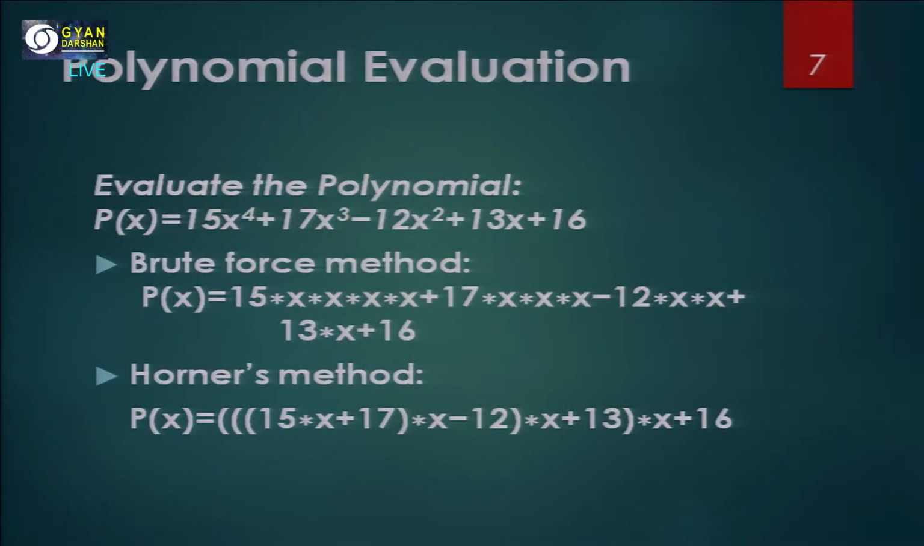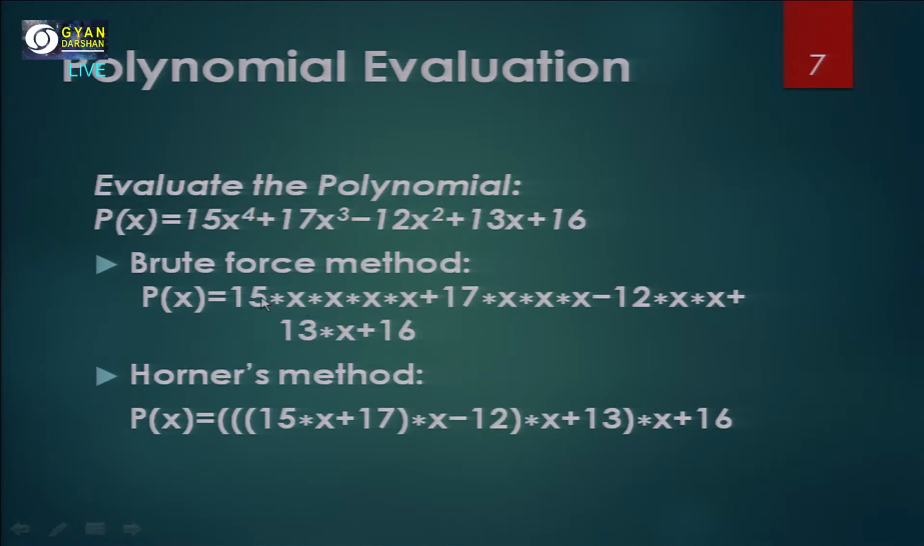Well, if you see the polynomial evaluation here, we are showing how to evaluate the polynomial p(x) = 15x^4 + 17x^3 - 12x^2 + 13x + 16, with 16 being the constant term. Now, how exactly is the brute force method working? In the brute force method, what you really need to do is find out the value of this particular polynomial at a given value of x, right?